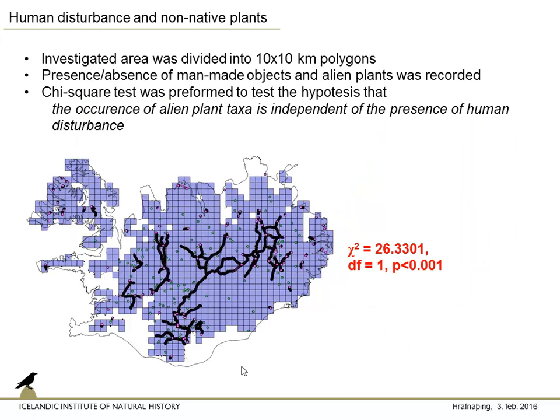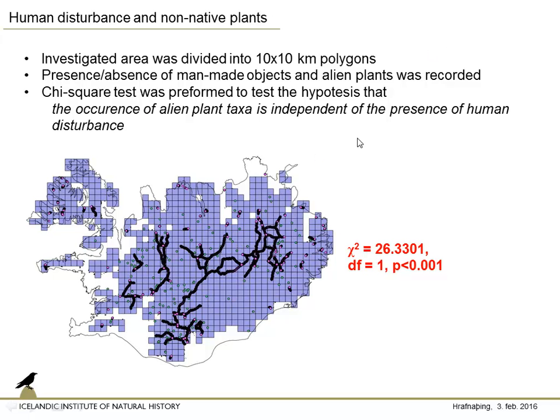Then a few words maybe about the human disturbance and non-native plants. So I aim to see if there is a link between the human disturbance and the occurrence of non-native plants within the highland and mountain areas. To do that, I divided the investigated area, as you can see, in 10 by 10 square polygons.